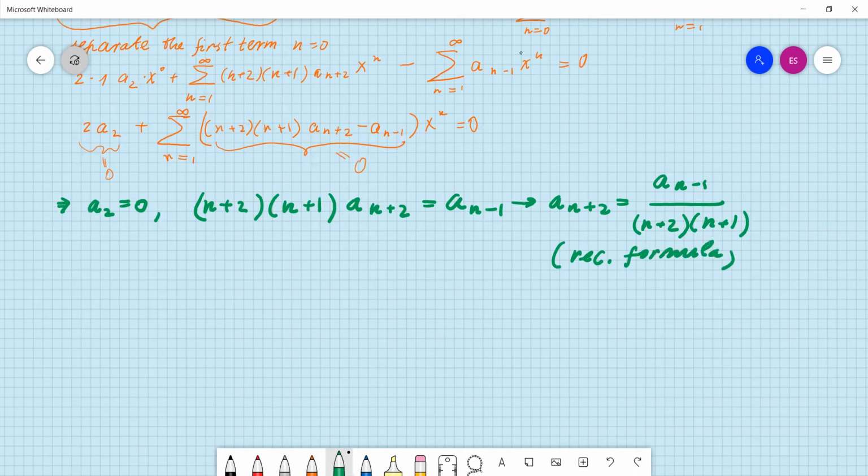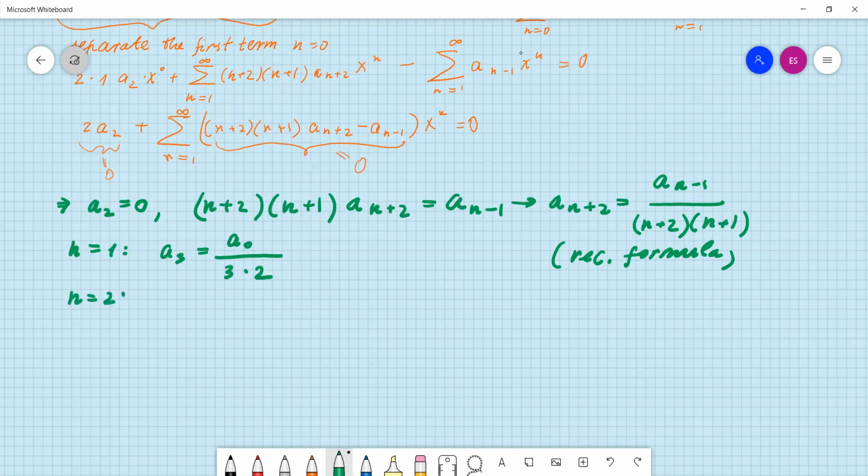Okay, now I'm just going to calculate the first few terms, okay? So n equals 1 is going to give me a3. 1 plus 2 is 3. 1 minus 1 is 0, so it's a0 divided by, oh, sorry, it's 3 and 2, because n equals 1, right? 1 plus 2 is 3, and that's 2 here. Okay, I don't know a0 yet, so I'm just going to keep a0, okay?